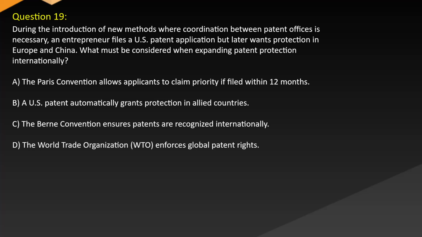Question 19. During the introduction of new methods where coordination between patent offices is necessary, an entrepreneur files a U.S. patent application but later wants protection in Europe and China. What must be considered when expanding patent protection internationally? A. The Paris Convention allows applicants to claim priority if filed within 12 months. B. A U.S. patent automatically grants protection in allied countries. C. The Berne Convention ensures patents are recognized internationally. D. The World Trade Organization enforces global patent rights.